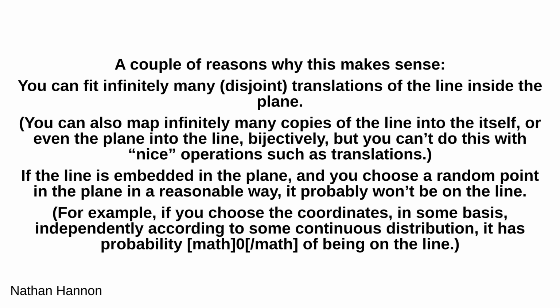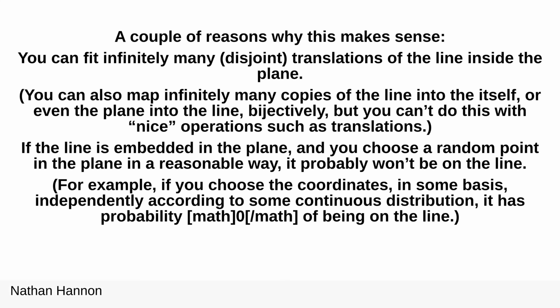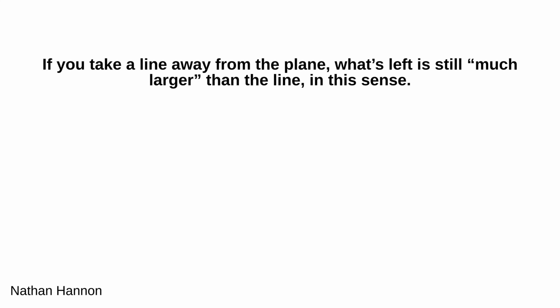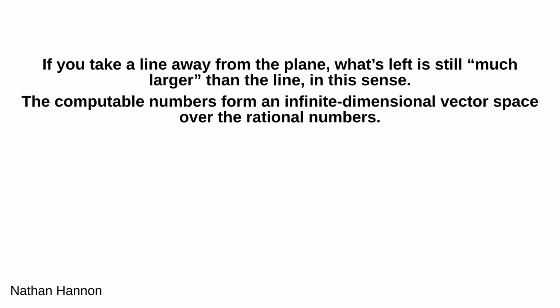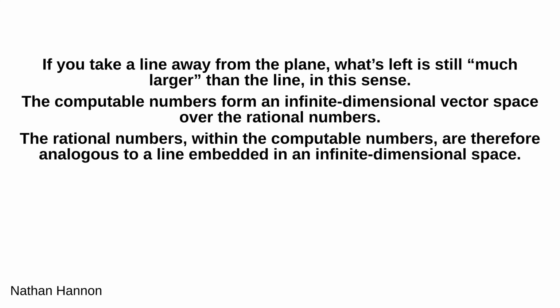For example, if you choose the coordinates, in some basis, independently according to some continuous distribution, it has probability 0 of being on the line. If you take a line away from the plane, what's left is still much larger than the line, in this sense. The computable numbers form an infinite dimensional vector space over the rational numbers. The rational numbers, within the computable numbers, are therefore analogous to a line embedded in an infinite dimensional space.